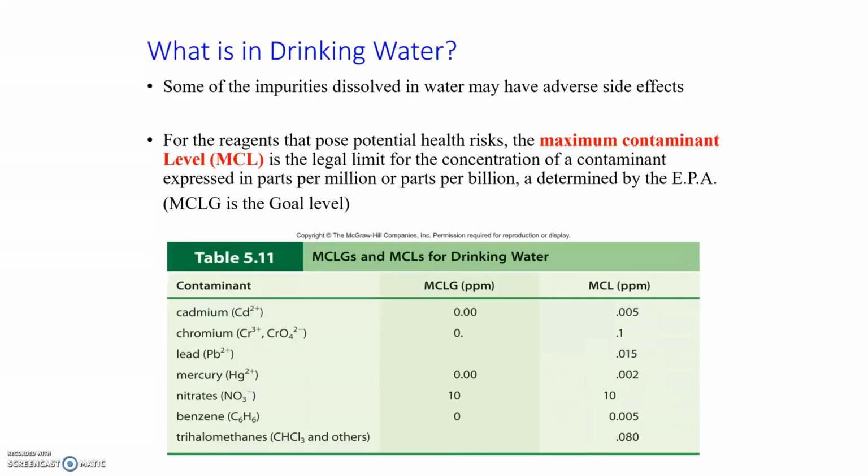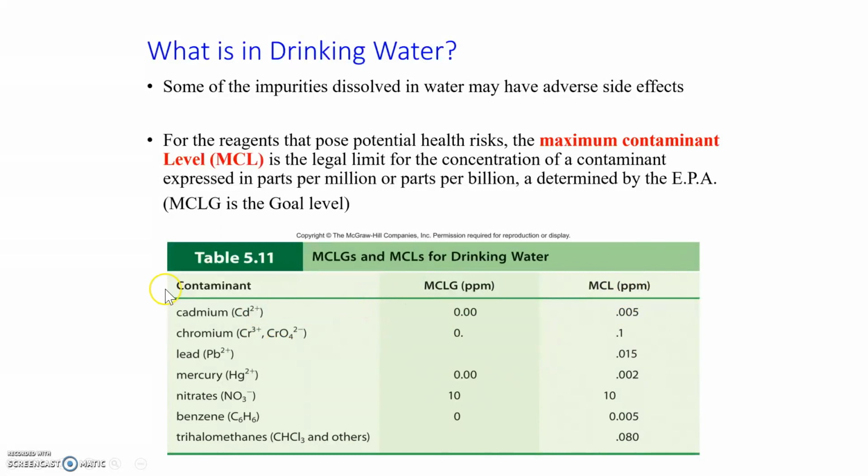There are some compounds that will dissolve in water that can cause harm. And as a result, the EPA, the Environmental Protection Agency, has set limits for certain compounds in drinking water. This table shows some of the limits that are placed on drinking water as a result of the toxicity of some of these compounds. The EPA sets an MCL, which is a maximum contaminant level. Again, the units here are parts per million. So what this is saying is that in order for drinking water to be considered safe, it has to have less than 0.005 parts per million cadmium.